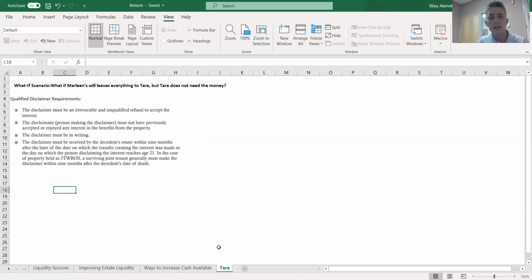And then lastly, the disclaimer must be received by the decedent's estate within 9 months after the later of the date on which the transfer creating the interest was made, or the day on which the person disclaiming the interest reaches age 21, which we don't have to worry about. But in the case of property held as joint tenants with rights of survivorship, a surviving joint tenant generally must make the disclaimer within 9 months after the decedent's date of death.